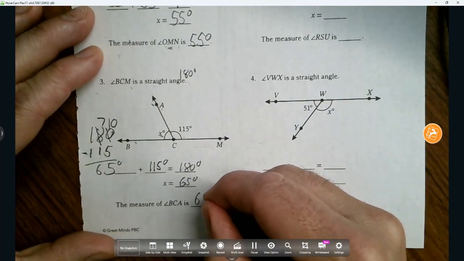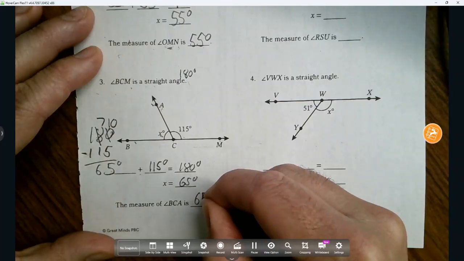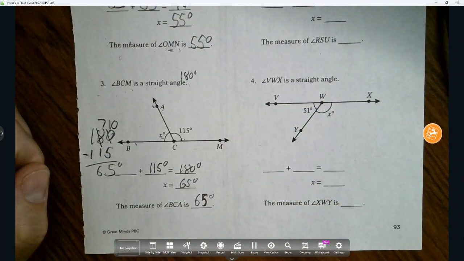Sorry, my paper keeps sliding on me. Some of these days are just rough. I'm trying, guys. I'm trying. Teachers are tired too.